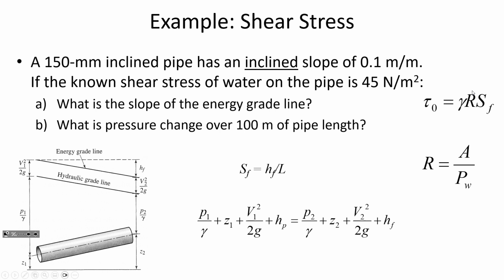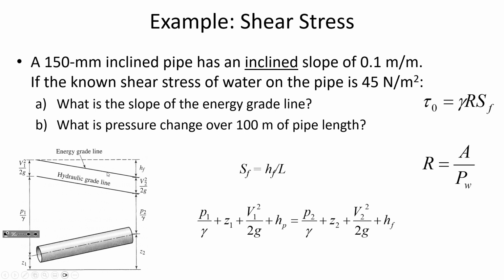Okay, so from all of that, let's look at the shear stress equation that we're given. We want to know the slope of the energy grade line, S sub F. There are two different slopes in this problem: the slope of the pipe, and the slope of the energy grade line. The pipe is inclined. The EGL is going down. S sub F is the slope of the energy grade line.